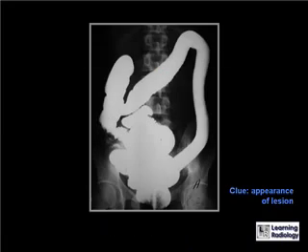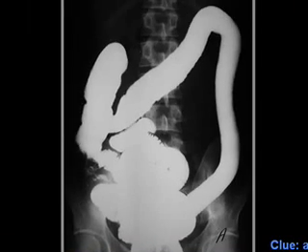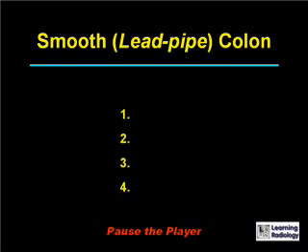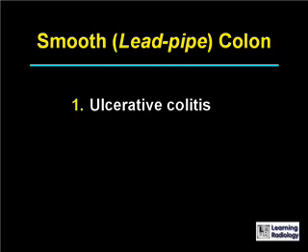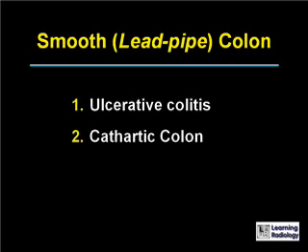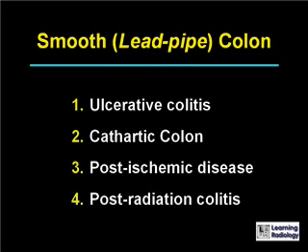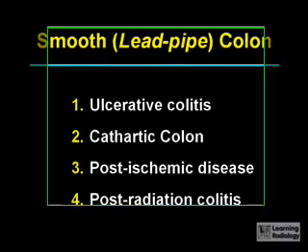This is the next differential diagnosis. The differential is for a smooth or so-called lead pipe colon. There are 4 causes listed. 4 causes of a smooth or lead pipe colon include ulcerative colitis, a cathartic colon, post-ischemic disease, and post-radiation colitis.